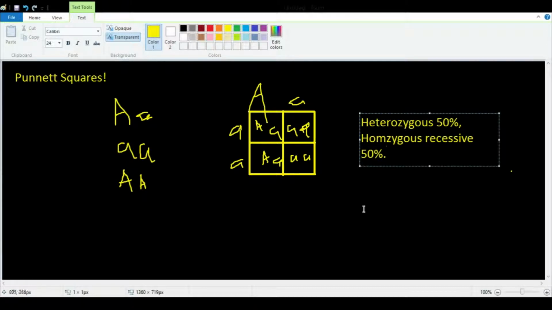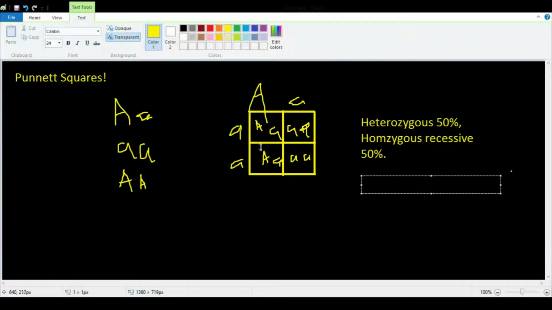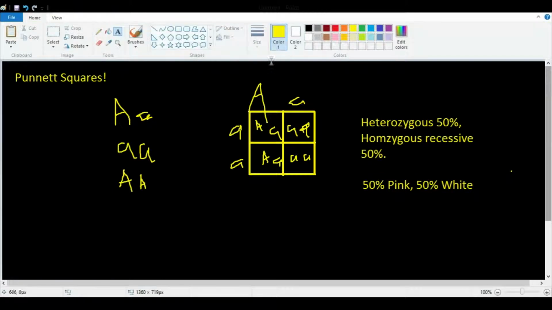And let's say this was the flower I was talking about earlier with having pink and white and red. That means it would be 50% pink because it was incomplete dominance, and these two had the mixed genes. And then 50% white for the recessive. So yeah, just as simple as that.